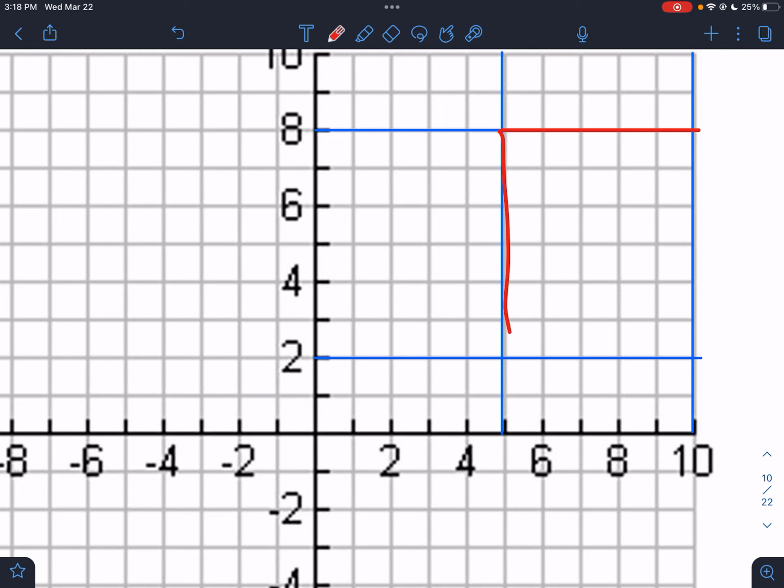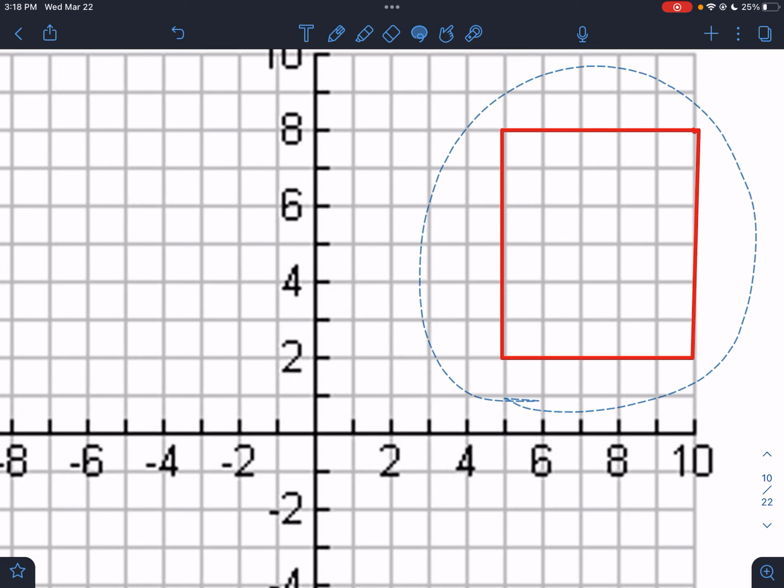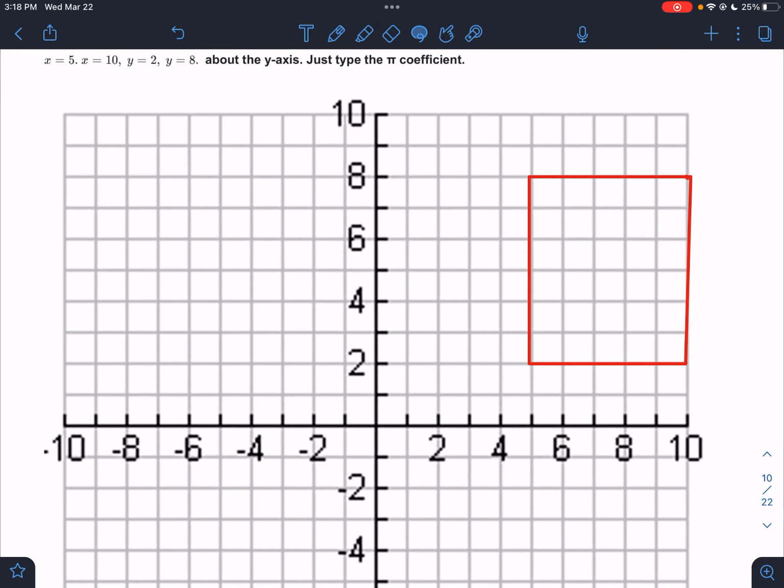So I'm going to draw my rectangle and delete the excess. And it's rotated about the y-axis. So I'm going to paste the reflection on the other side of the y-axis. There we go. X equals 5, so it's going to go to negative 5. All right. And then we connect opposite vertices with a circular motion.